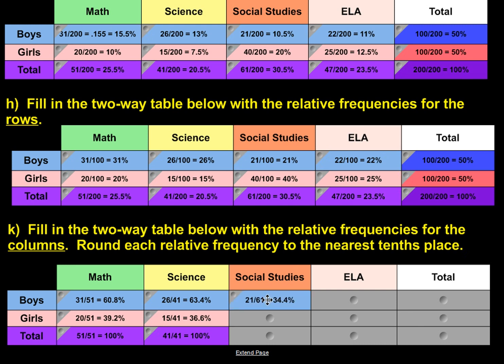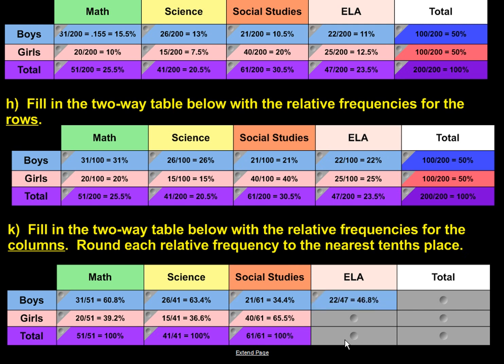For social studies, we had 21 out of a total of 61 for this column, which equals 34.4%. We had 40 out of 61, which equals 65.5%. And we had 61 out of 61 for 100%.